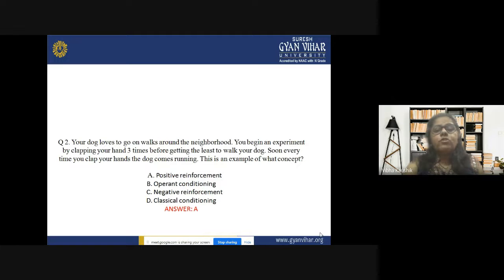Your dog loves to go on a walk around the neighborhood. You began an experiment by clapping your hand 3 times before getting the leash to walk your dog. Soon, every time you clap your hand, the dog comes running. This is an example of what concept? Options are A. Positive reinforcement, B. Operant conditioning, C. Negative reinforcement, or D. Classical conditioning. So it's the concept of positive reinforcement. The dog is getting a reinforcement that he will be taken out for a walk.